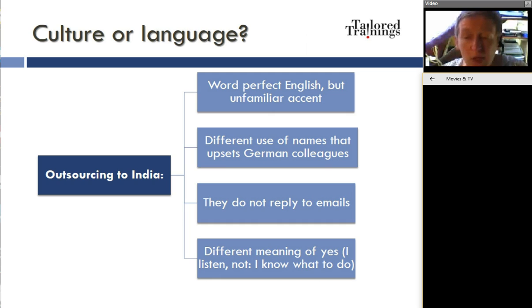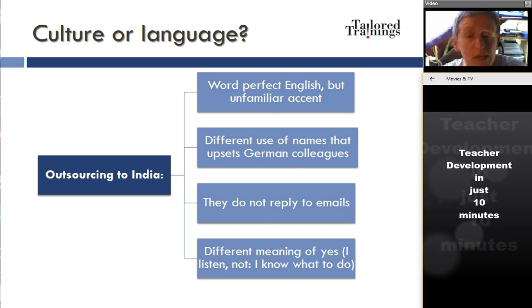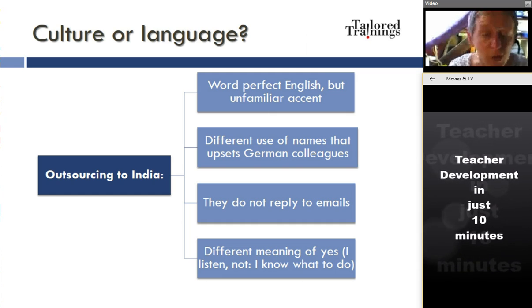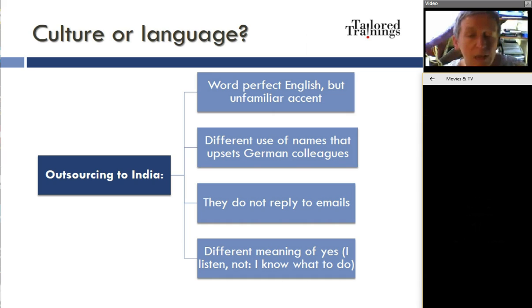Then my German students also get very upset because the way that the Indian colleagues use names is very different. So they say "Dear Smith" instead of "Dear Mr. Smith" or "Dear Sebastian." Often people in India don't reply to emails, which is seen as a kind of offense by my German students, and they don't understand the different meaning of "yes," which to an Indian often means "I listen," not "I know what to do." And these were things then that we had to tackle in our courses.